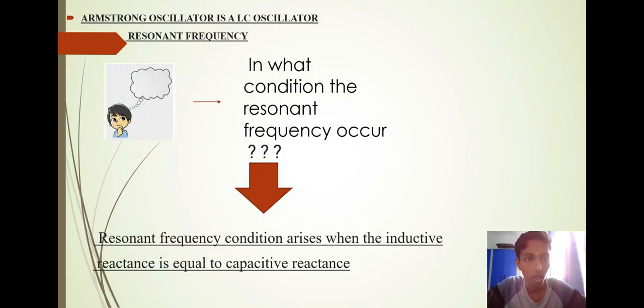So let's talk about the Armstrong oscillator. Under what condition does the resonant frequency occur? You may wonder, when will the resonant frequency occur? I will explain. The resonant frequency condition arises when the inductive reactance is equal to the capacitive reactance.